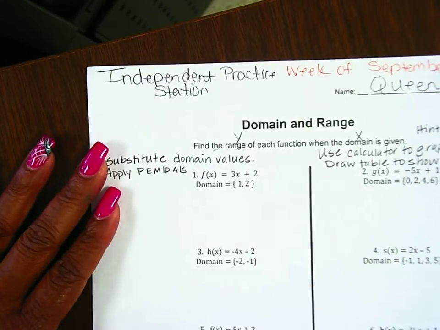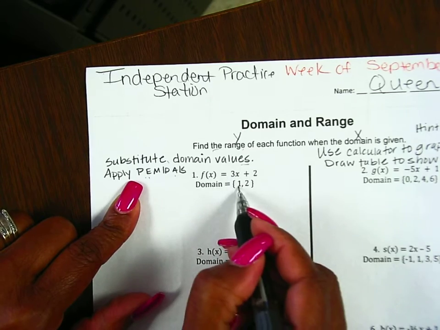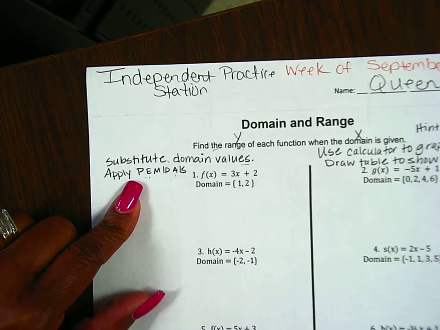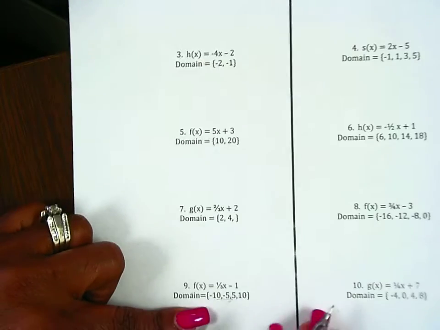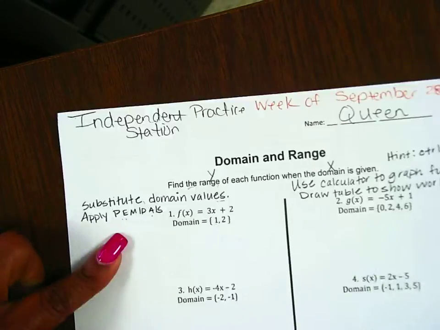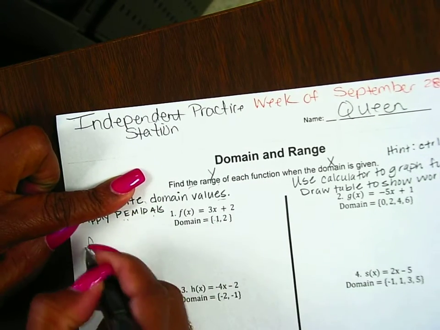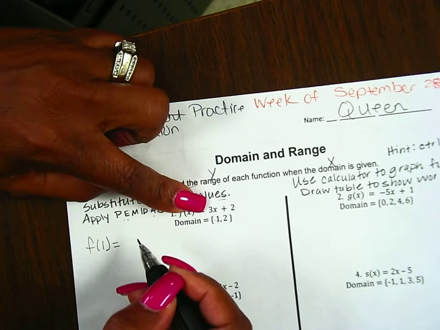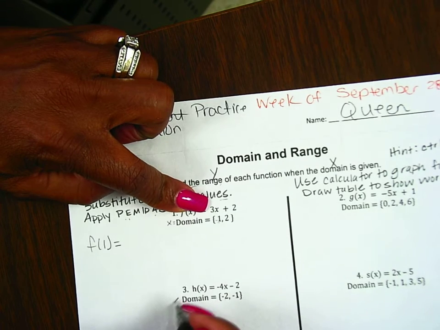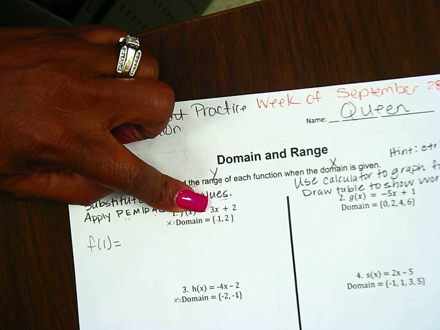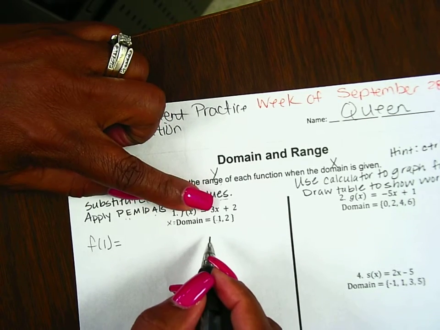So here we go. It says substitute the domain values and apply PEMDAS. This one has two values. Each one of them had 2 values, and this one had 3 values down here. On number 1, I'm going to say f of 1 because I'm substituting in. I'm going to write it over here. f of 1 equals, and I'm going to substitute it in for x. This is my x value. You can write x right there by the domain so you can remember that's the x. They gave me the x, so let me substitute in for x and solve for y, which is the range.